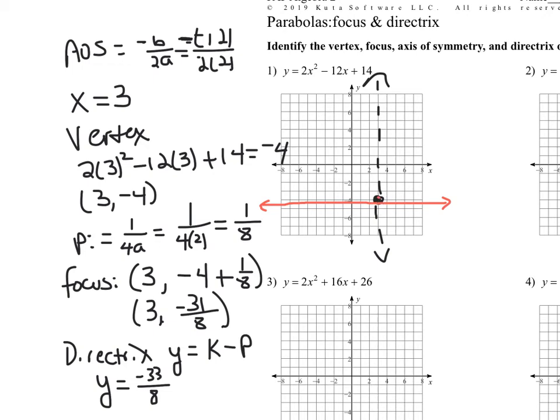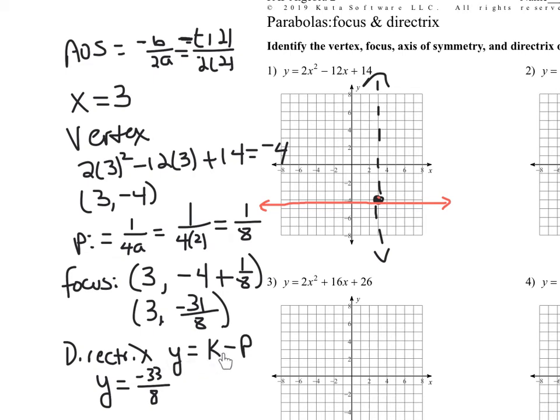I'm going to take my y value from my vertex and I'm going to add the length of P to that. So -4 plus 1/8 gives me -31 over 8. So that's going to be kind of hard to graph on this teeny tiny graph, but I tried my best. It's about right there.